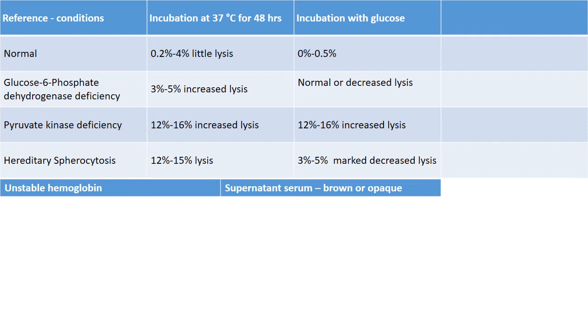Result. The normal range of percentage lysis at 48 hours without glucose is 0.2 to 4%, and with glucose is 0 to 0.5%.